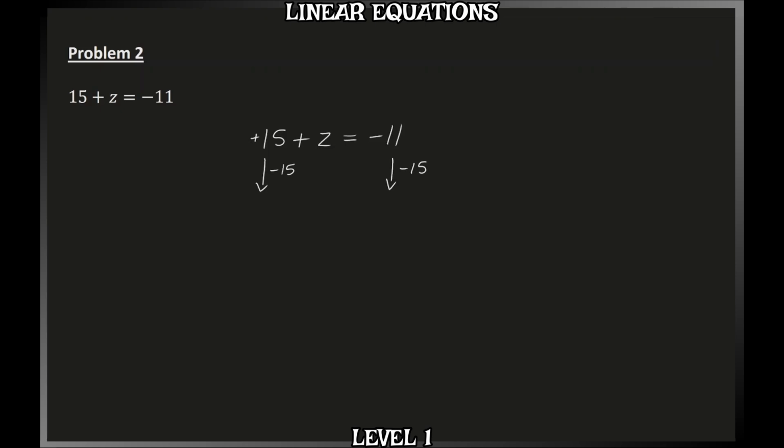And going back to the left, 15 minus 15 is 0, so the left-hand side of the equation just becomes z. And on the right, minus 11 minus 15 is minus 26. And this is our final answer for problem 2.